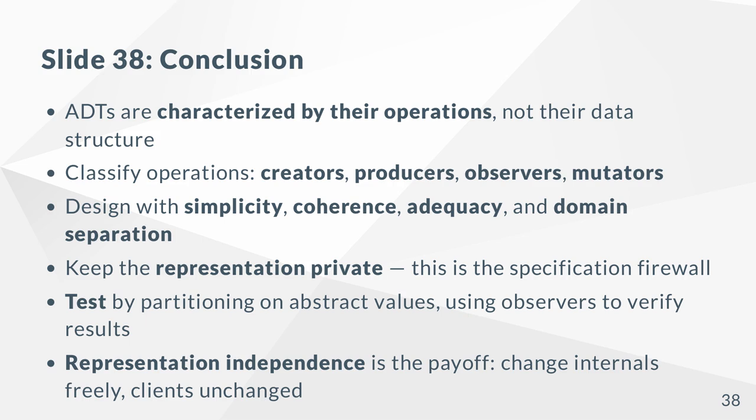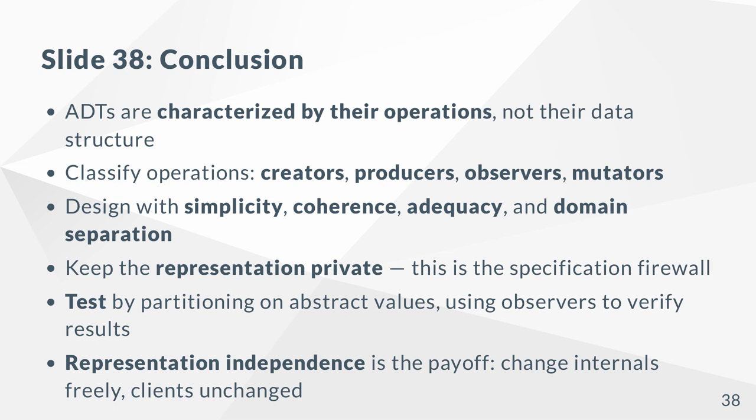Let us close with a summary of the key ideas from this lecture. ADTs are characterized by their operations, not by their data structure. The interface defines the type. Every ADT operation is a creator, a producer, an observer, or a mutator. Knowing which category an operation belongs to tells you whether it mutates, whether it returns a new value, and how to test it. Good ADT design follows four principles: simplicity, coherence, adequacy, and separation of domains.